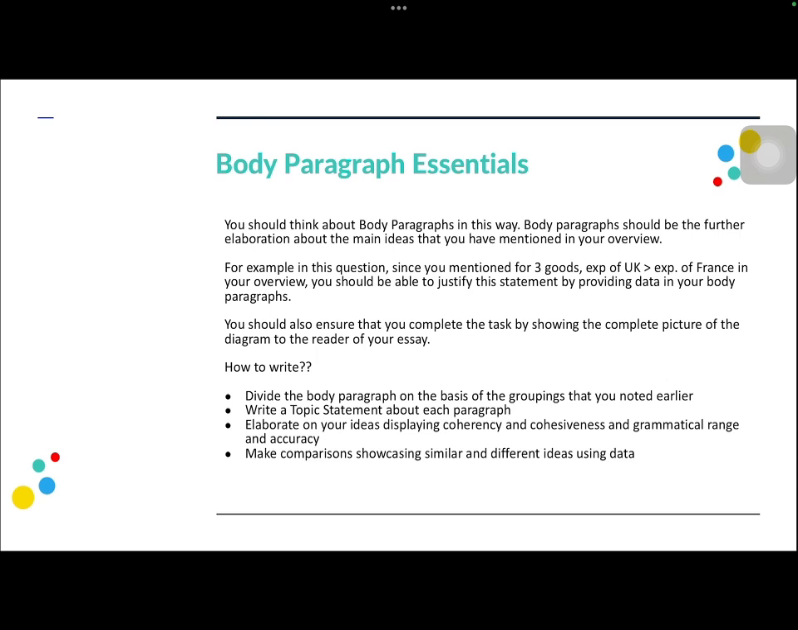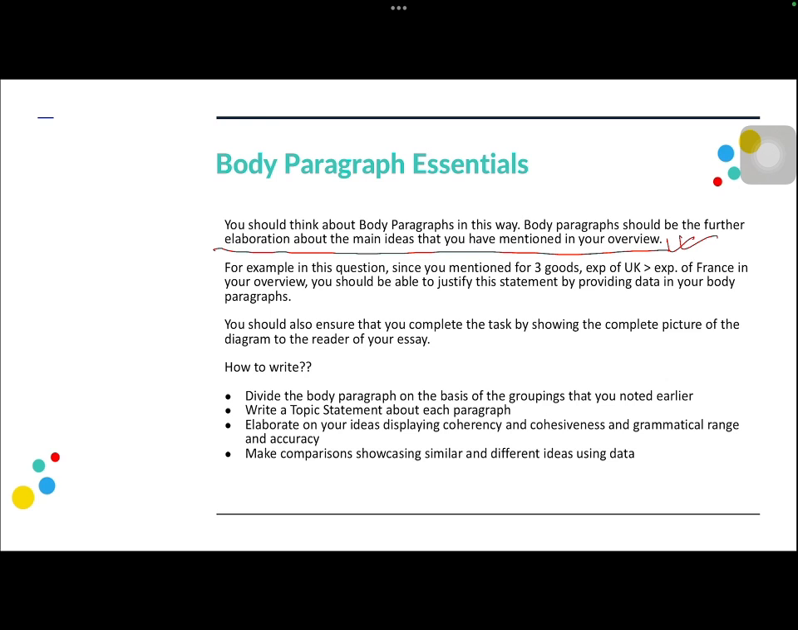Anyways, as I've already mentioned, in the overview you mention a summary of your essay. So the body paragraph should be the further elaboration of the main ideas that you have mentioned in your overview. So if you're saying that people in France and the UK spend the most on cars, and the least is spent by people in the UK on perfume and by people in France on cameras, now it's your turn to give data and justify, give proof to justify the statements that you have mentioned in your overview. So that is how you should look at the body paragraphs, right?